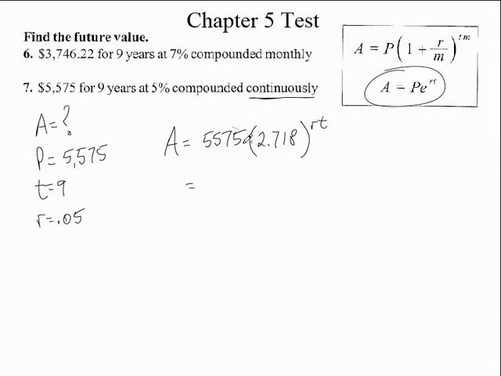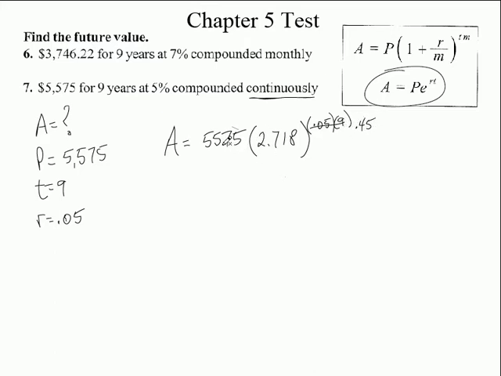Alright, so let's go ahead and do this. Actually, I shouldn't have done the RT power. Let's actually put that in there. Well, the rate is 0.05 and the time is 9, so that's just going to be 0.45. 9 times 5 is 45, move the decimal 2 places to the left, so it's 0.45, or you could just put it in a calculator. It's just a little easier to do that right off the bat.